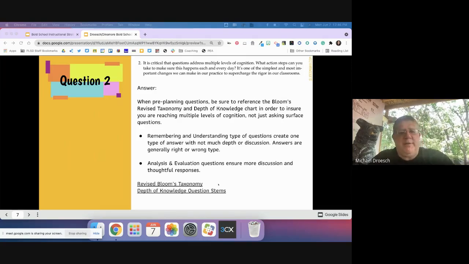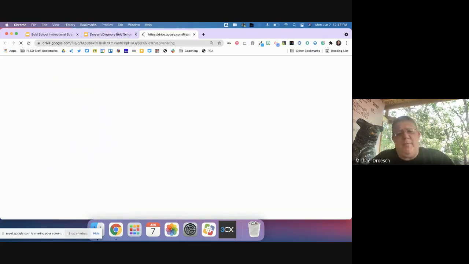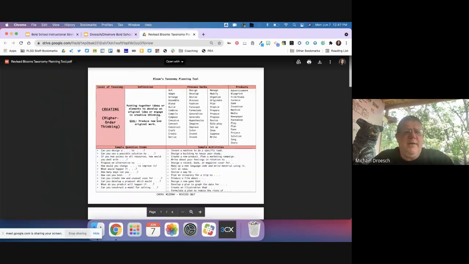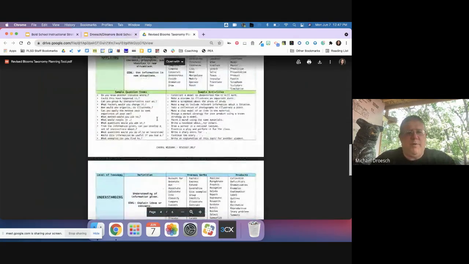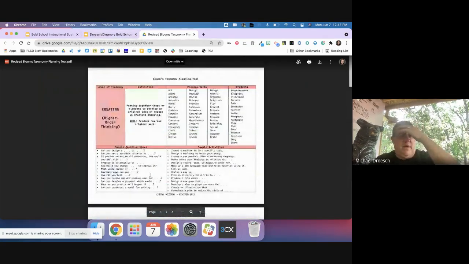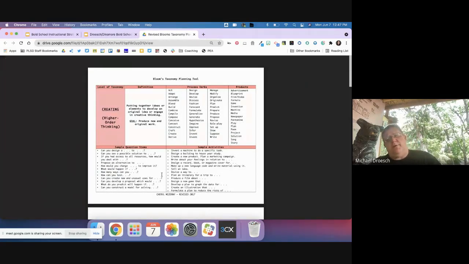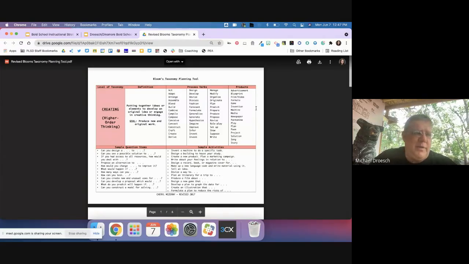I put a couple links in here, and I think we've seen a lot of these before. This was just the revised level of Bloom's. It's got verbs as well as question stems, and I think for a lot of us, the question stems are the key. If you're struggling with those types of questions, the more you can start to build off those question stems, the more natural those higher level questions get to be asked.